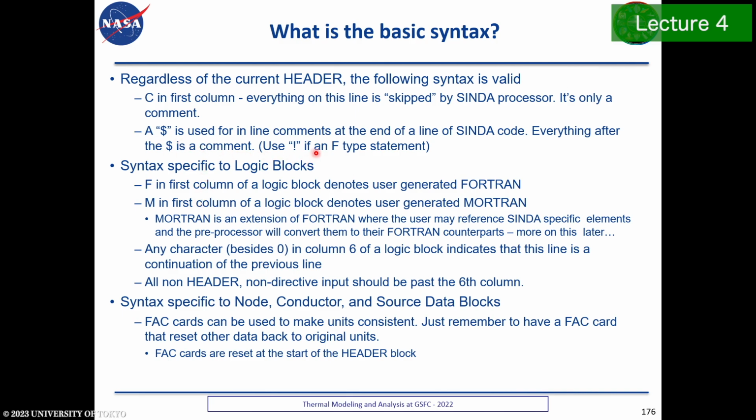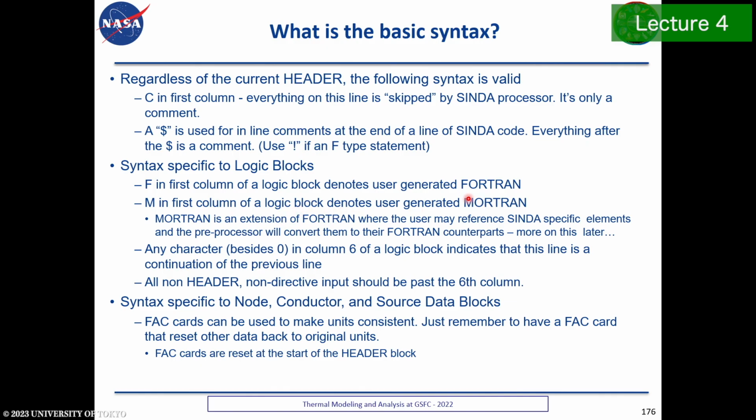If you have an F-type statement, which says this is raw Fortran, preprocessor, don't do anything, just pass this through, then you use an exclamation point, as opposed to a dollar sign, for the comment. Specifically for the logic blocks, which are code, an F says this is user-generated Fortran, don't touch it, pass it through exactly as is.